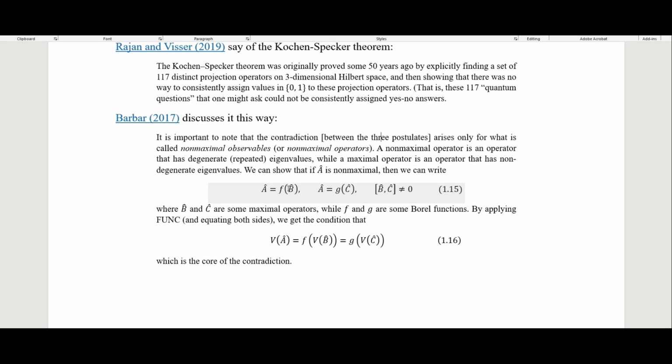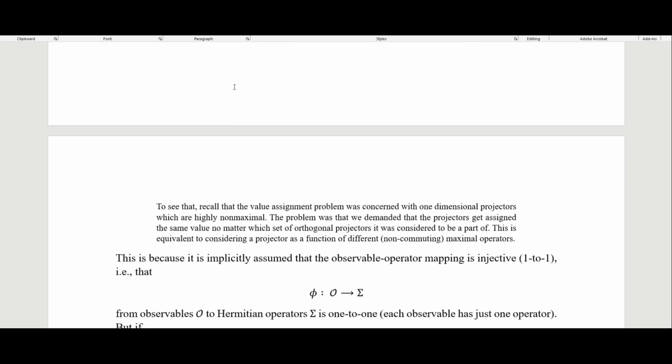Then we can write this as a mapping from this maximal operator B hat here to A, and a different mapping from this C hat here to A, where B and C are non-commuting. So B hat and C hat are maximal operators, while F and G are Borel functions that take B or C to our operator A. By applying the functions and equating both sides, we get this. So the eigenvalue of our A is equal to the eigenvalue of B mapped to the eigenvalue of A using F, which is equal to the eigenvalue of C hat here mapped to the eigenvalue of A with this G function right here, which is the core of the contradiction.